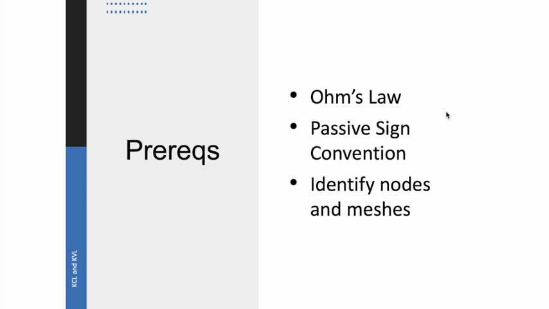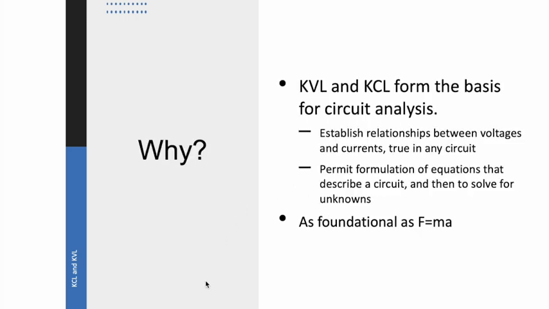Prereqs are Ohm's law, passive sign convention, and the ability to identify nodes and meshes in a circuit. Okay, so why do we need this? KCL and KVL form the basis for circuit analysis. They establish relationships between voltages and currents that are true in any circuit. They permit formulation of equations that describe a circuit and then allow us to solve for unknowns. These are as foundational as F equals ma is to statics and dynamics.